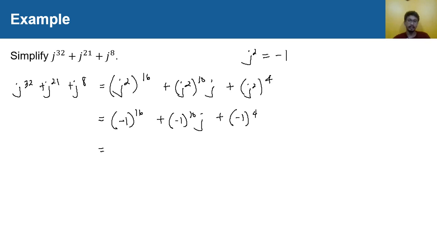So we now have negative 1 raised to 16, that is 1. And then we have negative 1 raised to 10, that is also 1, times j, that is j, plus negative 1 raised to the 4th power, that is 1. So therefore, j raised to 32 plus j raised to 21 plus j raised to 8 is equal to 2 plus j.